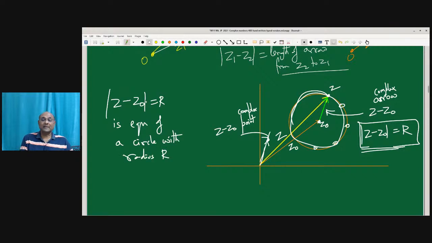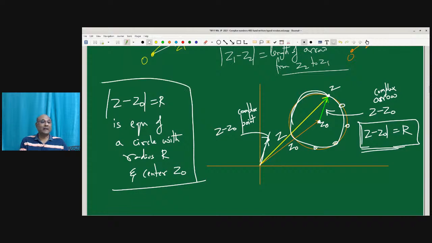Because what is the magnitude of Z minus Z0? It is the length of the arrow from Z0 to Z. Z0 is a fixed number. So the equation is that of a circle with radius R and center Z0. Notice how we can derive some simple theorems like this. The moment you see it, you will be able to figure this out.